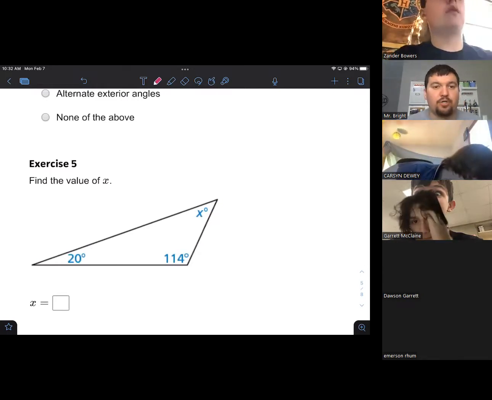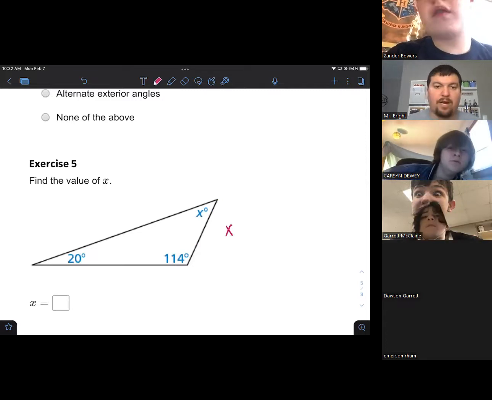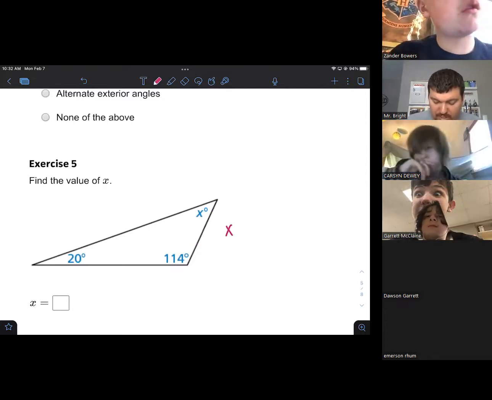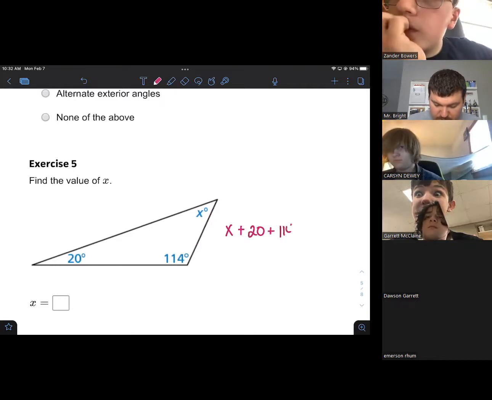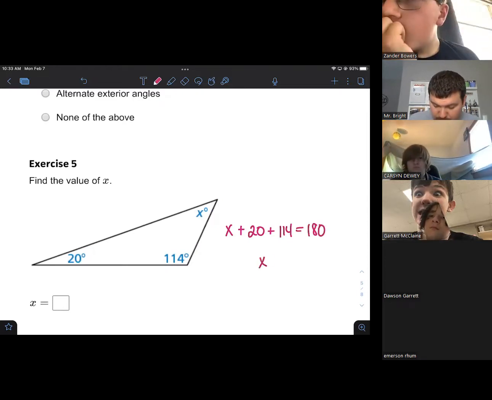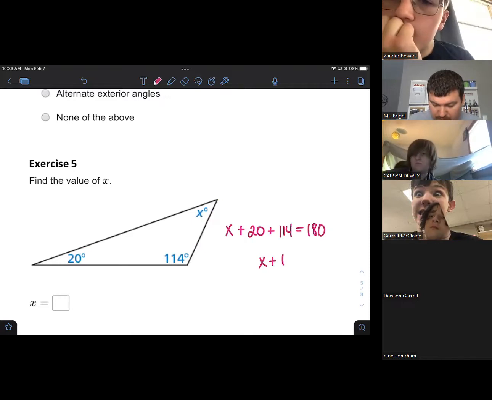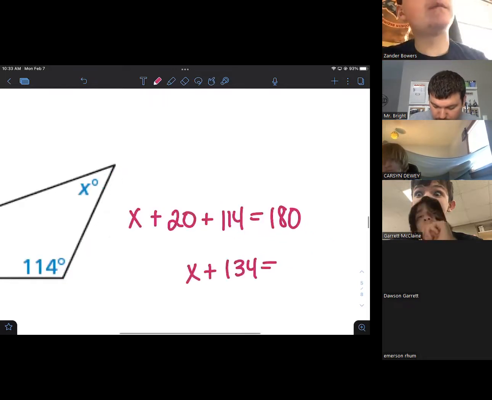So the way I would want you to show your work on this is I would want you to start by putting the letter X. We're going to write an equation. And you can either write X plus 20 plus 114 equals 180. Or if you'd rather, you can jump right to this, combine your like terms and write X plus 134 equals 180. I'll be honest with you, that's probably what I would do.